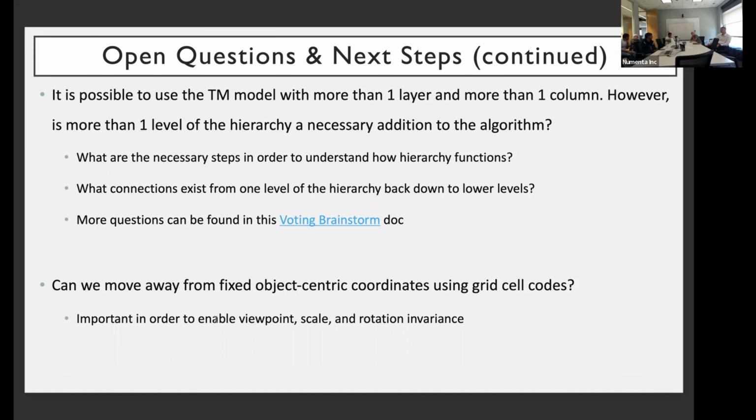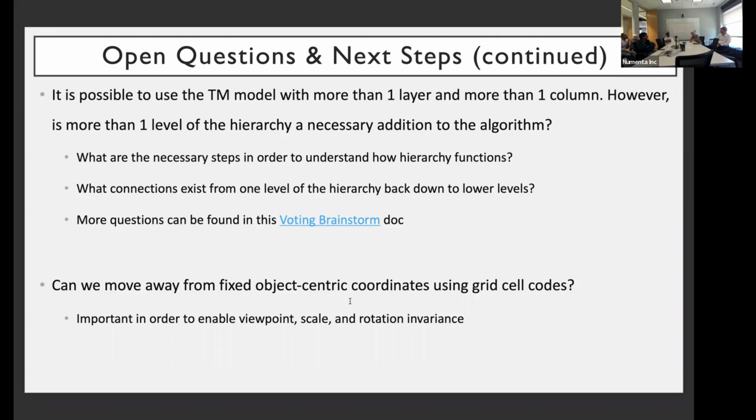Yeah, that's separate. The other, I guess, next step is can we move away from this fixed object-centric coordinates that I've designed in my system? We should be able to, plausibly, using grid cell codes. That would enable this sort of, actually, I don't know if it enables scale invariance. I don't know why I wrote that, but it should definitely enable viewpoint invariance for sure. Well, there are 2 things. One is when you learn an object, you can assume you know its orientation and its location, right? But when you infer, you don't know those things.